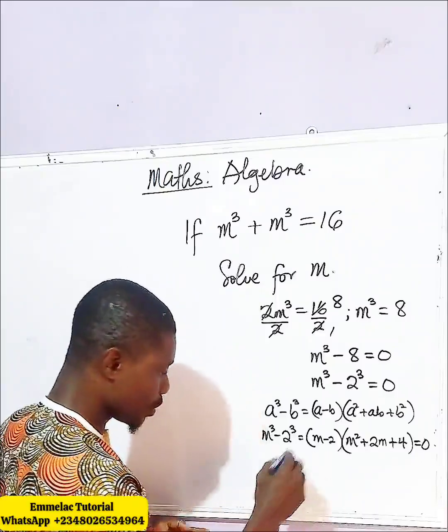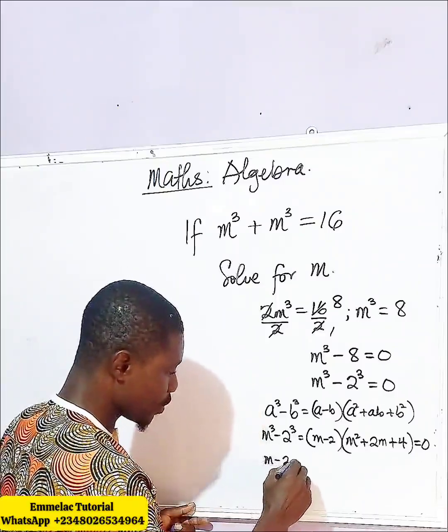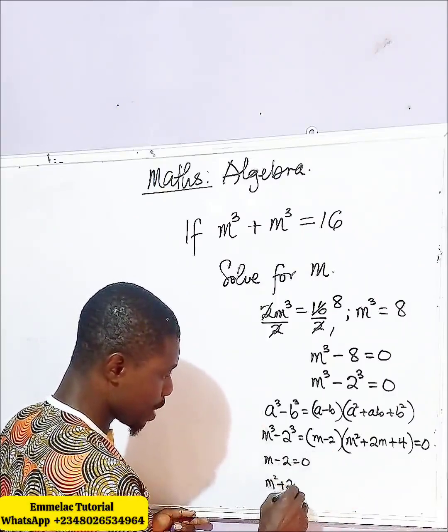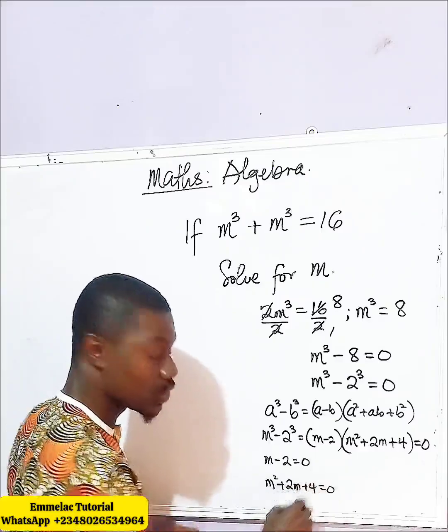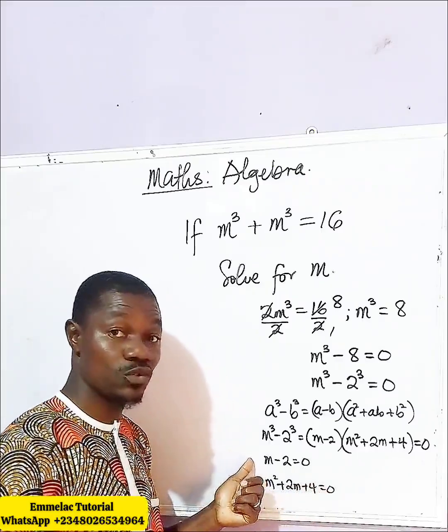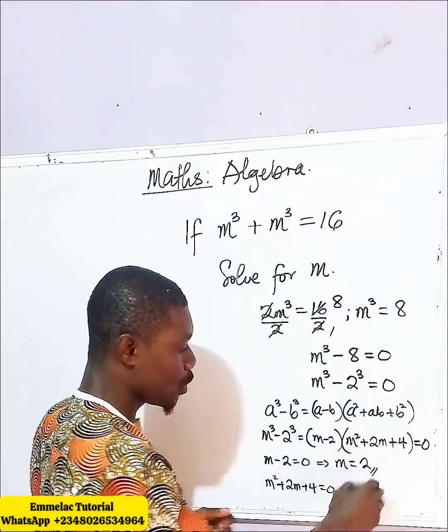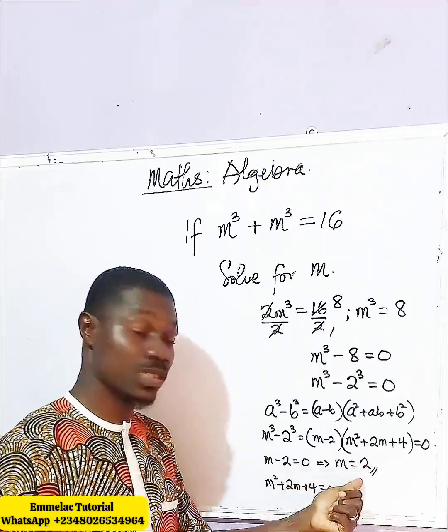So here we have m minus 2 equals 0 and m squared plus 2m plus 4 equals 0. From the first, if we add 2 to both sides, m equals 2, which is one of the solutions, and this is real.